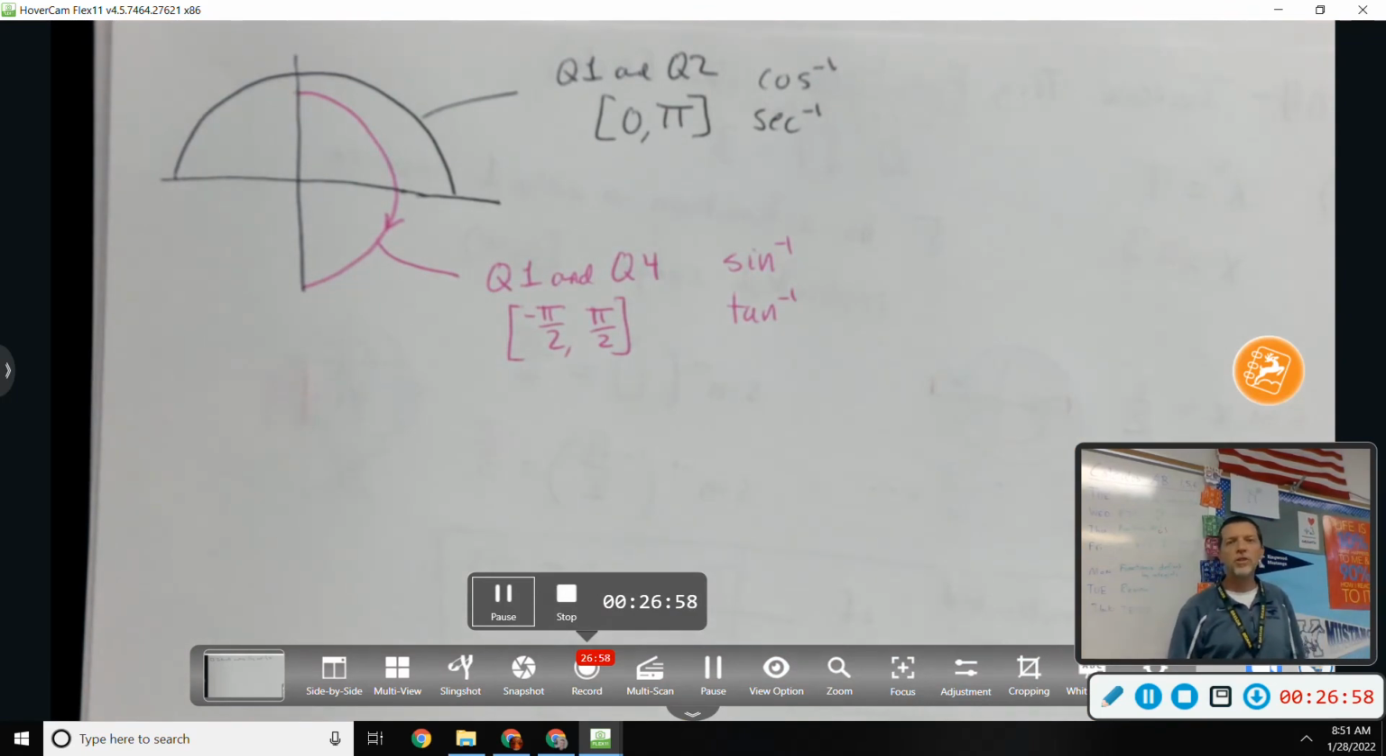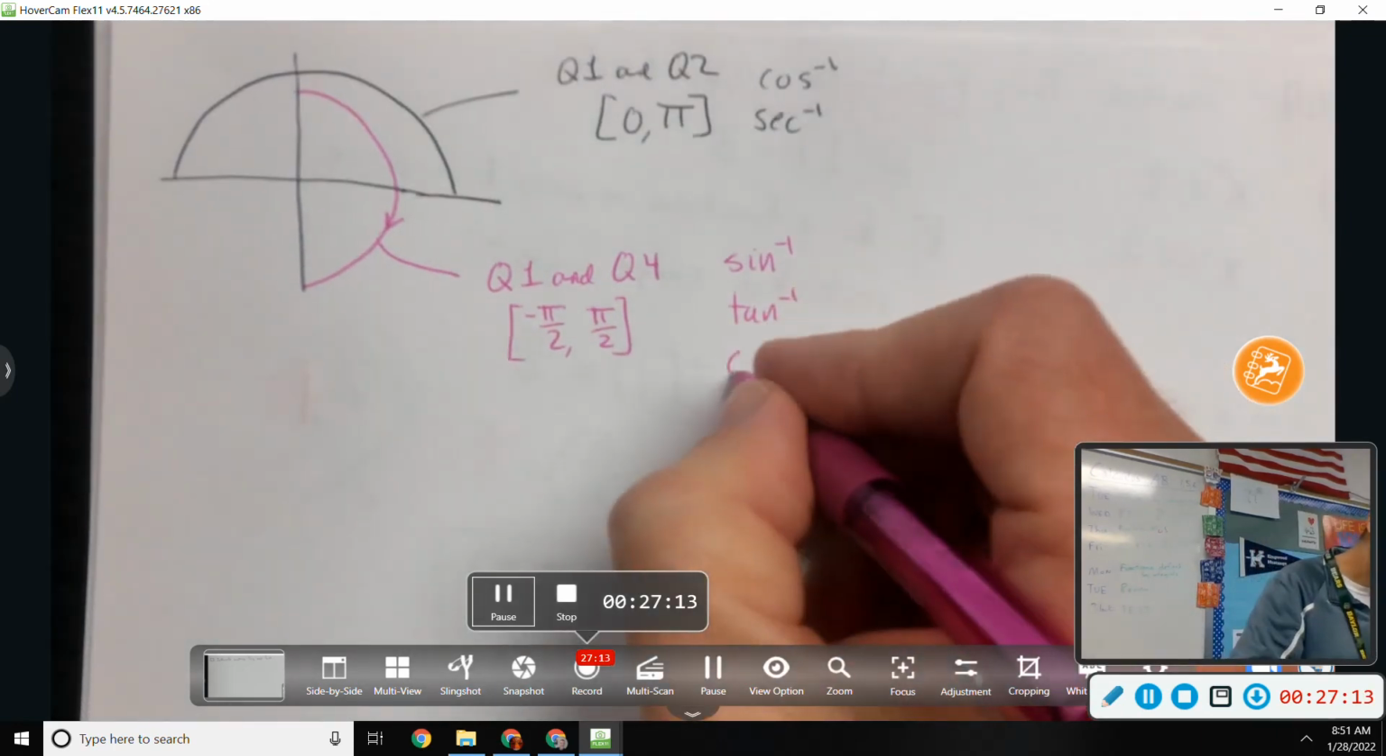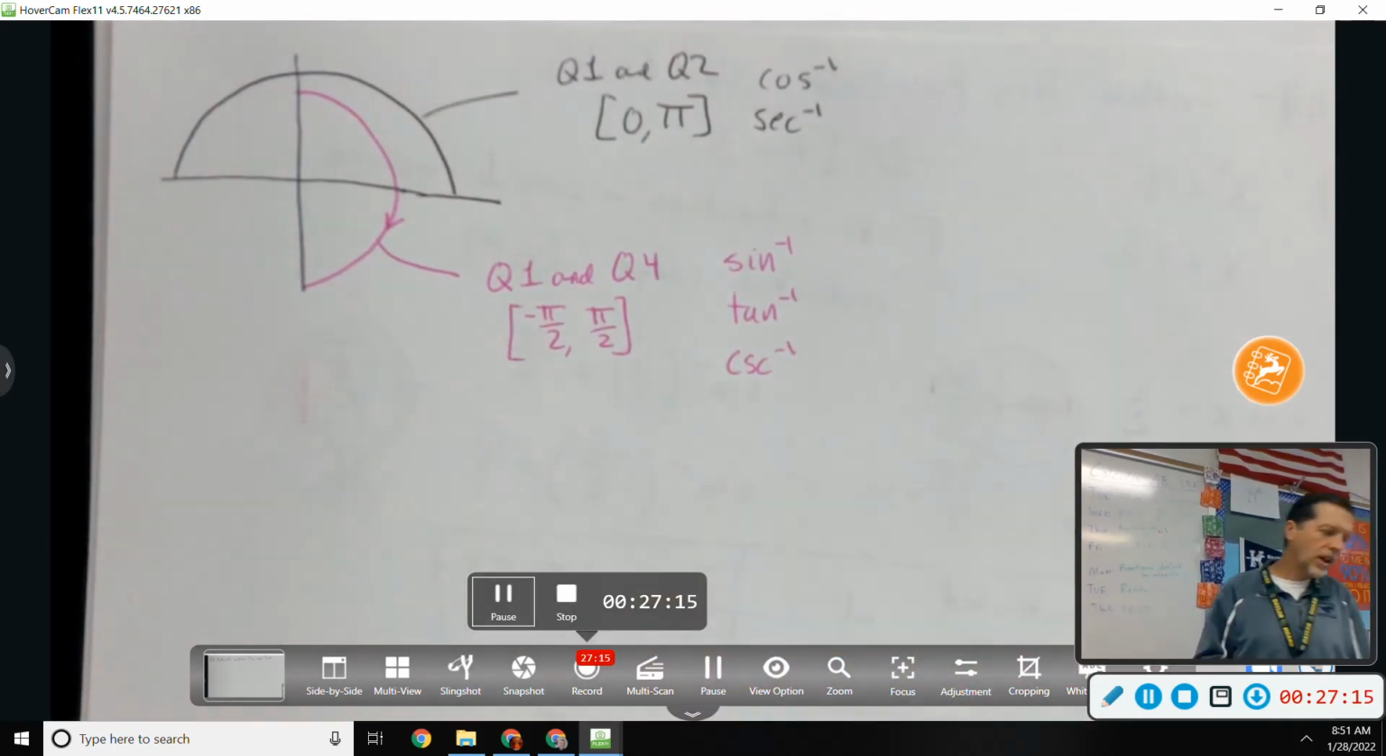So there's two trig functions left. Where do you think cosecant goes? Who does cosecant probably go with? Sine. He's paired with sine. They have a lot of things in common. So cosecant goes with sine.